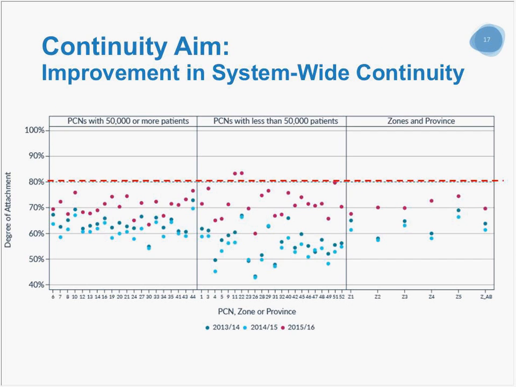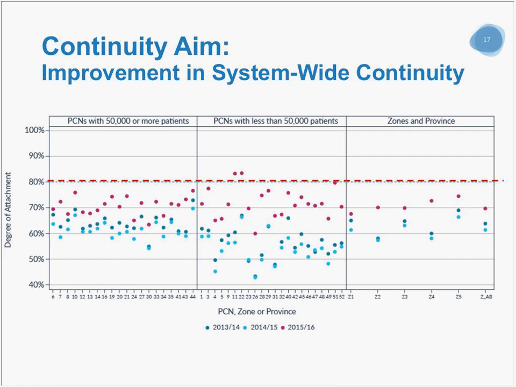Next slide is continuity, aim, and improvement in system-wide continuity. So this scatter plot shows us that over the past 3 to 5 years, the degree of attachment has been increasing, in different numbers of PCNs, PCNs with 50,000 or more patients, PCNs with less than 50,000 patients. So we've had a general increase in the amount of attachment that's been going on.